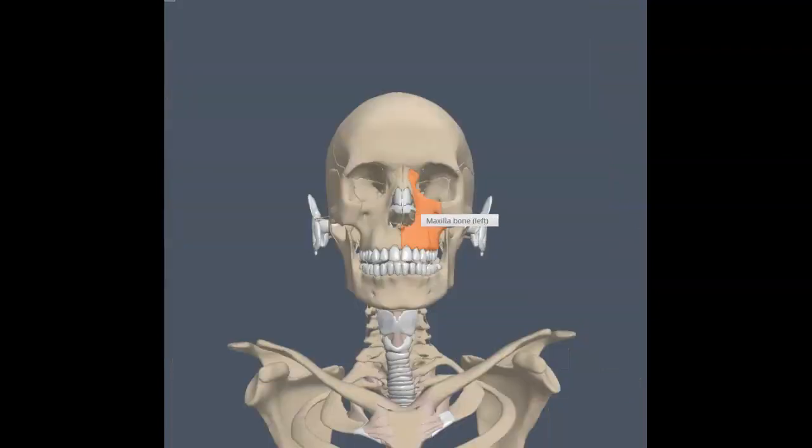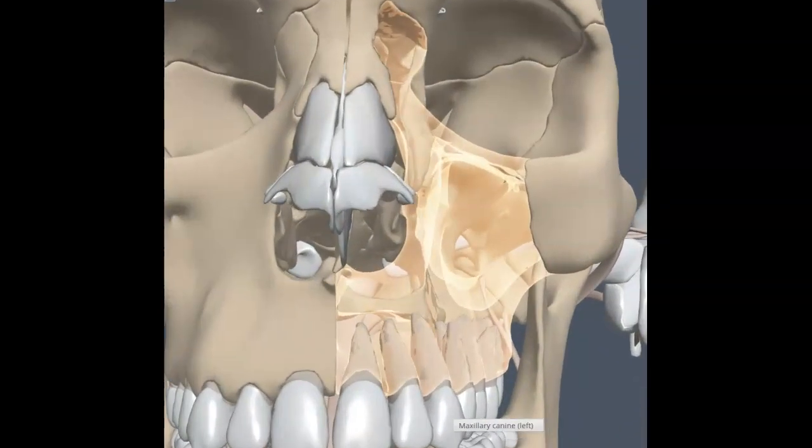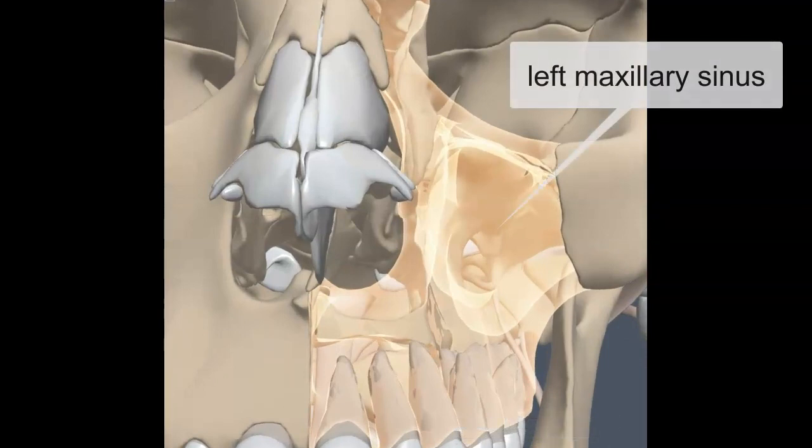Next, let's take a look at the maxillary sinuses contained within the right and the left maxillary bones. Making a maxillary bone transparent, we can see the maxillary sinus contained within. The maxillary sinuses are continuous with the nasal cavity.